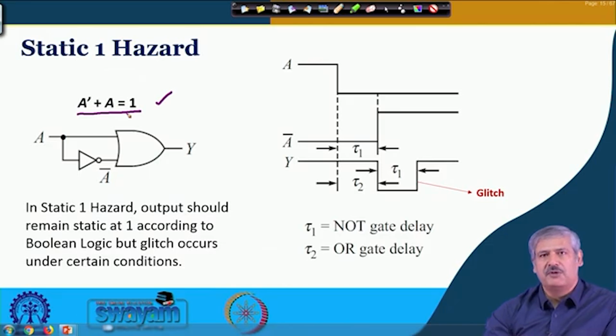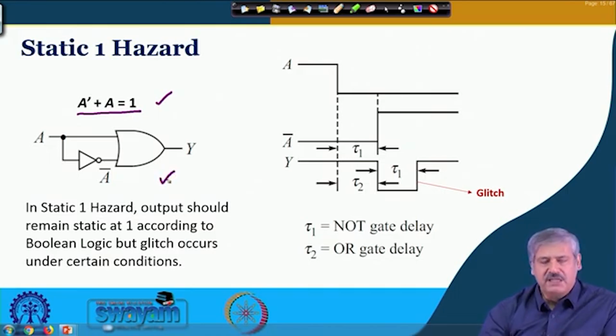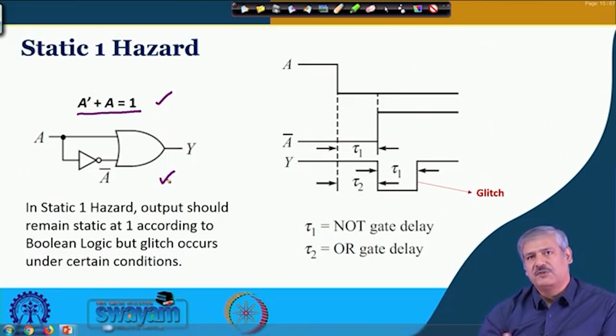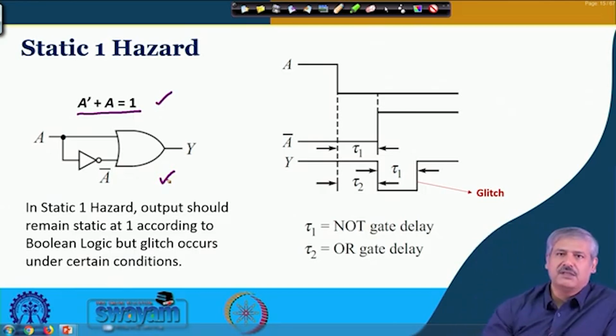If somehow this kind of expression is there, and you look at the corresponding realization in terms of a circuit, this is the essence of it. Finally, it boils down to a reduced circuit like this. There may be additional gates and all, so those delays will be considered, but this is the basis of the static 1 hazard that is occurring.